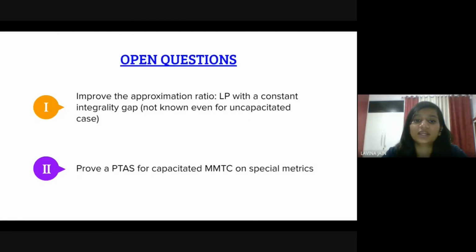I would like to end with the open questions related to our problem. We believe that the approximation ratio can be improved by creating an LP with a constant integrality gap, which is not known even for the uncapacitated case. The other open problem is proving a PTAS for the capacitated versions of the MMTC problem on special metrics like the tree metric.